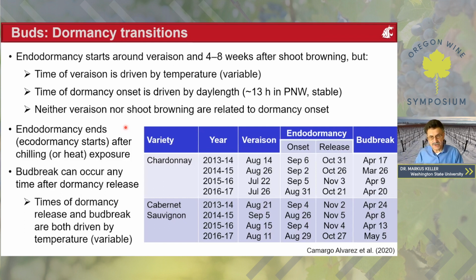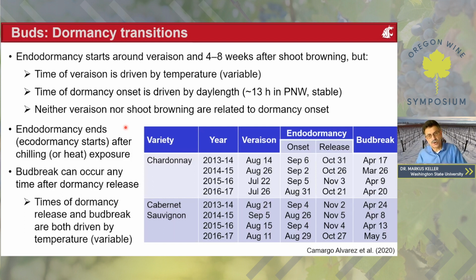We know that veraison is mostly driven by temperature. This is one of the problems of the current climate change. As it gets warmer, veraison occurs earlier and earlier, so that ripening occurs at higher temperatures. Not very desirable, right? But it also means that the timing of veraison is variable. It depends on the temperature.